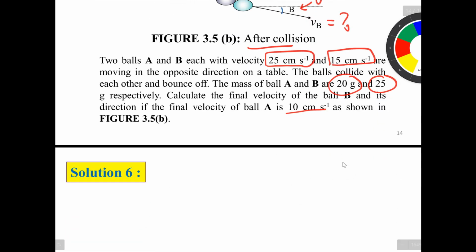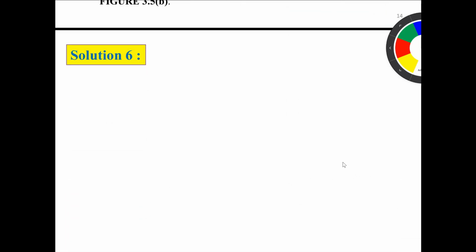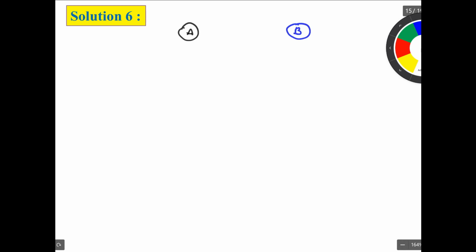Okay, so persamaan ni melibatkan komponen X dan komponen Y. Dia melibatkan vektor collision. Okay, so kita lukis balik. Bola A, bola B. Okay, so A bergerak to the right, B bergerak to the left. Okay, and then ni adalah before collision.